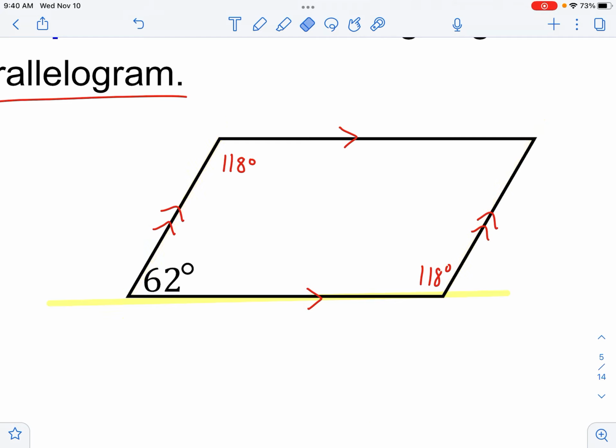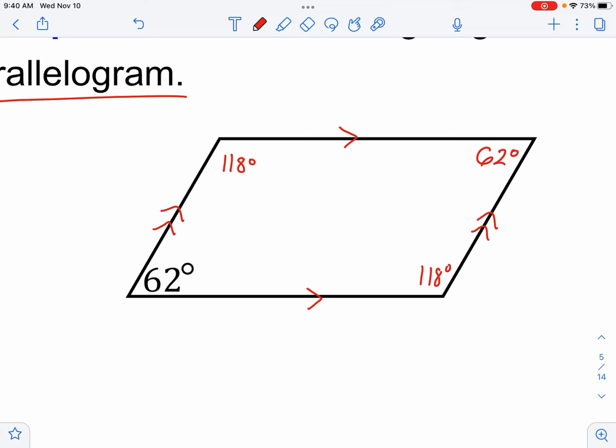Last but certainly not least, I can get my last angle, parallel lines, transversal. These two are same side interior angles. 180 minus 118 is 62 degrees. All right, so if you look, we have a special property here.